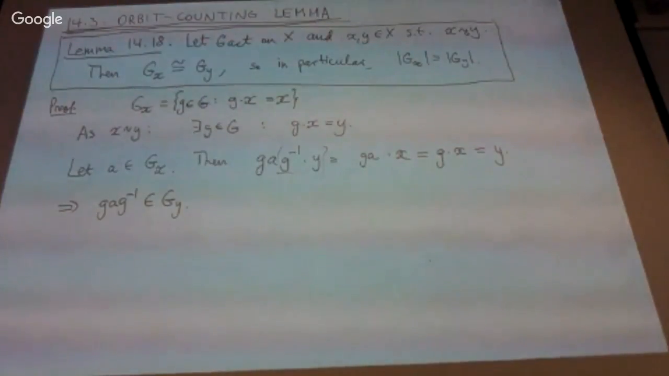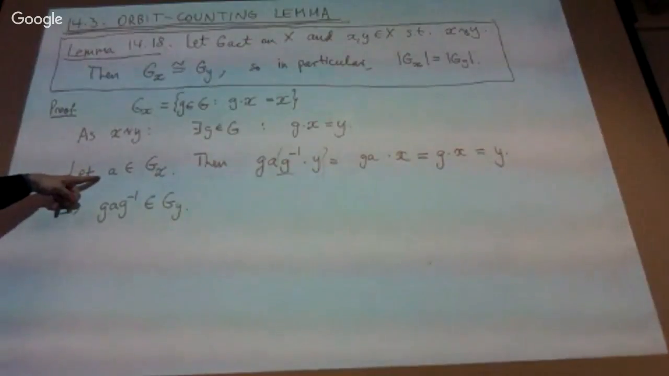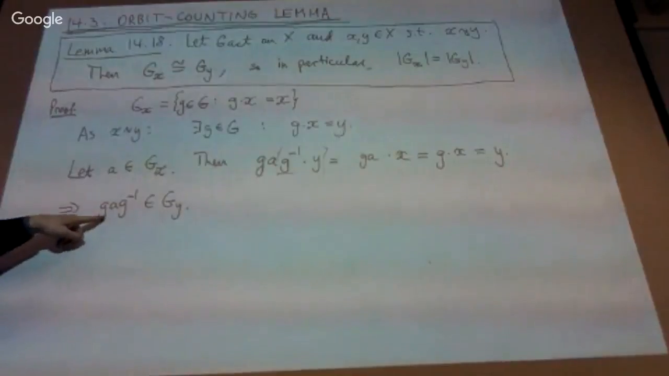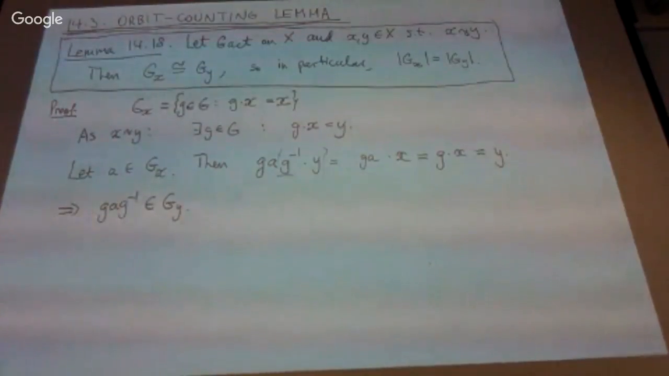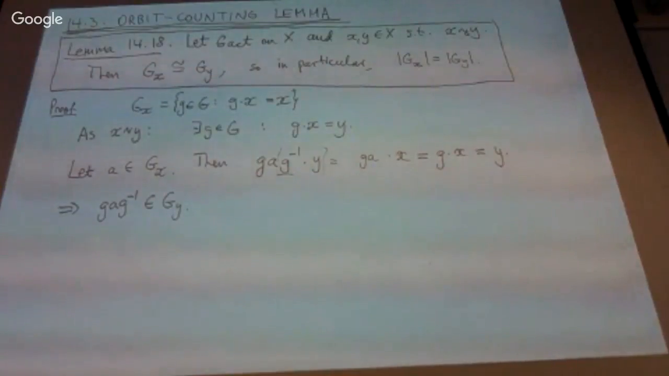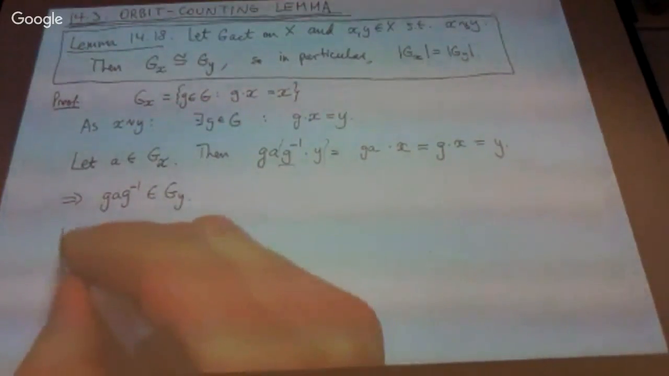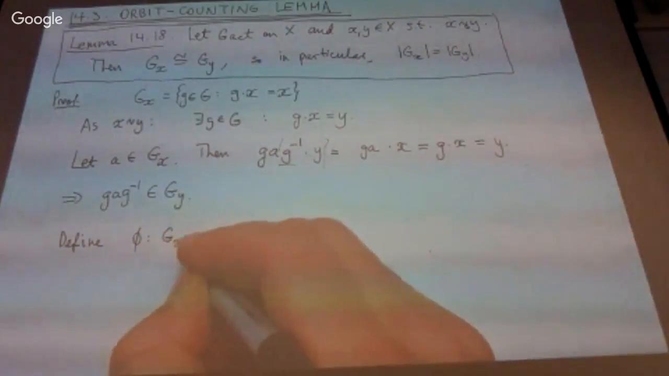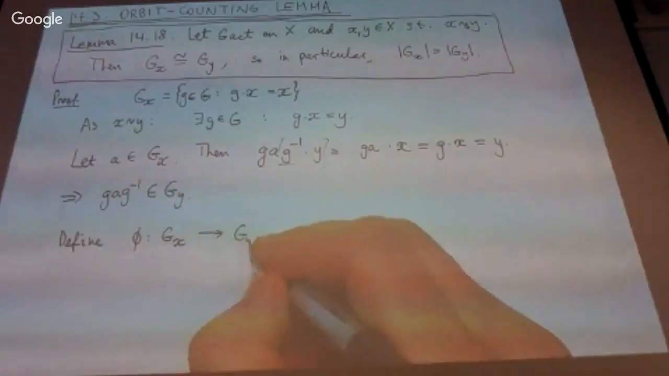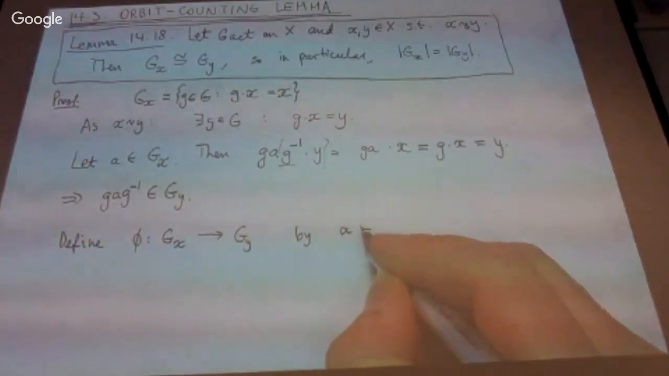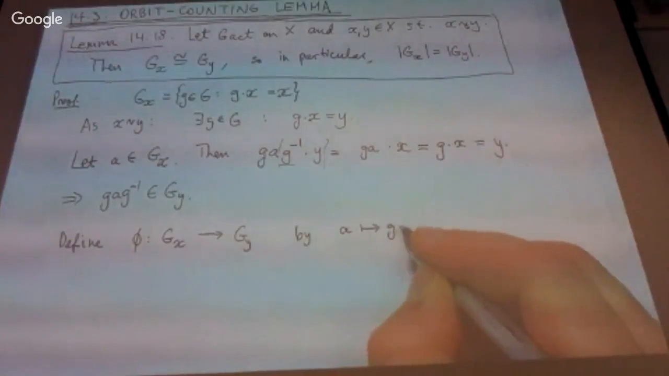So if I take something from the stabilizer of X, with the fixed element g, that is the stabilizer of Y, and that is the recipe for a bijection. So define phi, which goes from the stabilizer of X to the stabilizer of Y, and it takes a to g a g inverse.